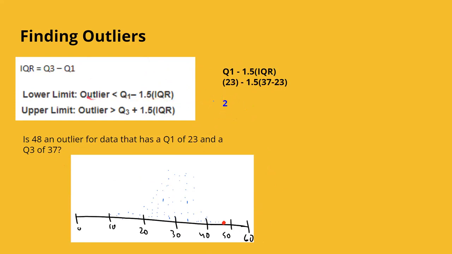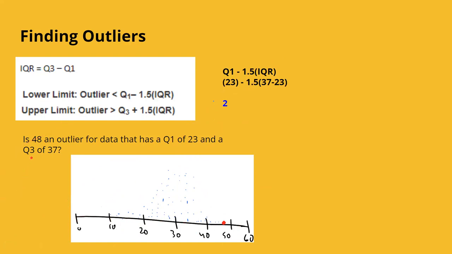What does that mean? That means that all the data has to be greater than 2. And if it's not, then that's an outlier. So 1 would be an outlier for this data. 0 would be an outlier.